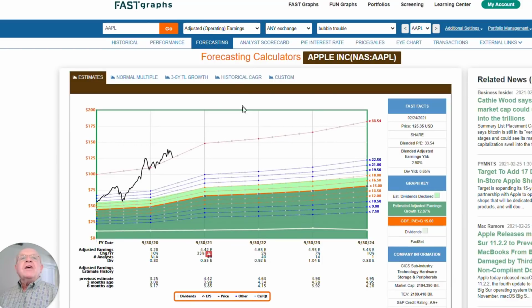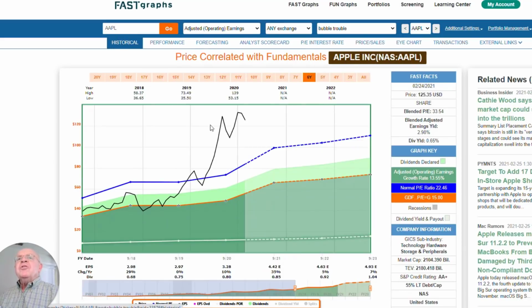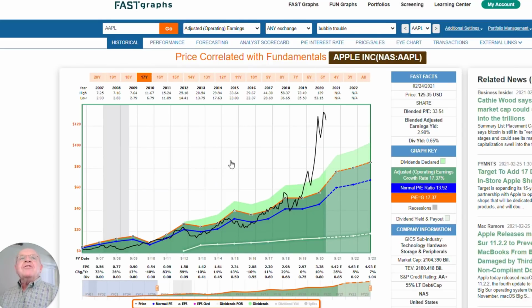If I look at forecasting growth, we're still looking at 12.87%. That's extremely high growth for a company of this size. And the long-term trend line growth is pretty much the same number, calculated about 13% growth. But here's the point I want to make, that historically, this company has actually grown faster than that.